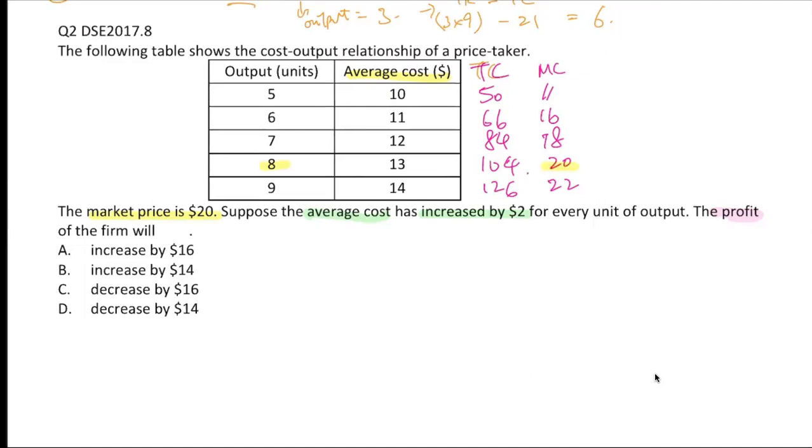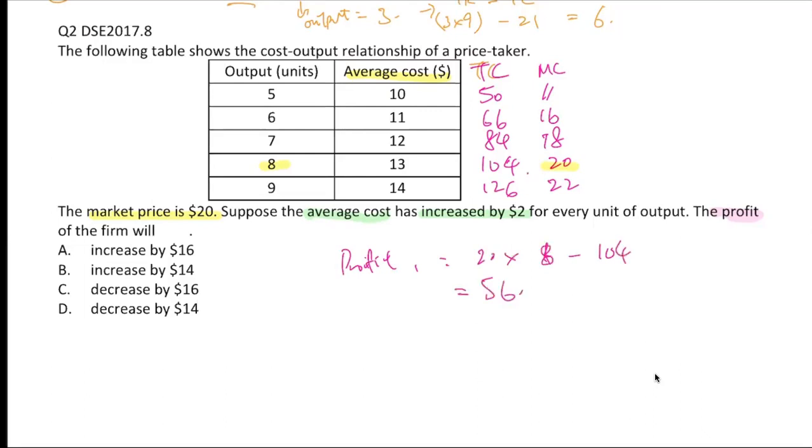Up to now it's still right. You're correct, but it's not finished. Then find the profit. 20 times 8, then minus total cost. Okay, profit 1 is equal to 20 times 8, then minus 104. Okay, so it's 56. So profit is 56.